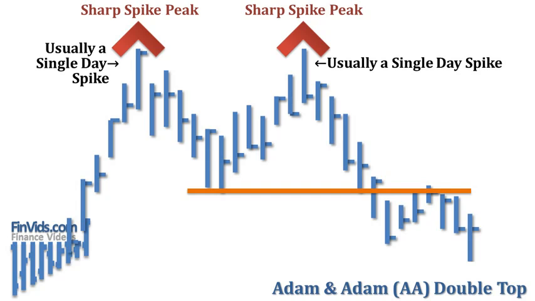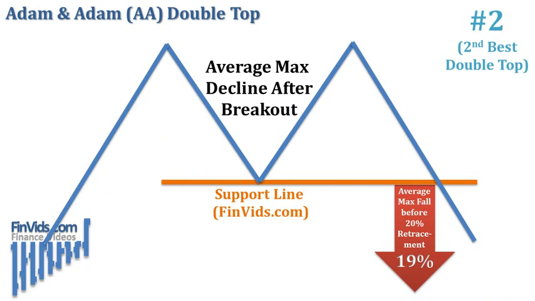Here we have the Adam and Adam double top. Notice that each top is usually a single day spike. The Adam and Adam is the second best performing double top and has an average maximum decline after breakout of 19%.